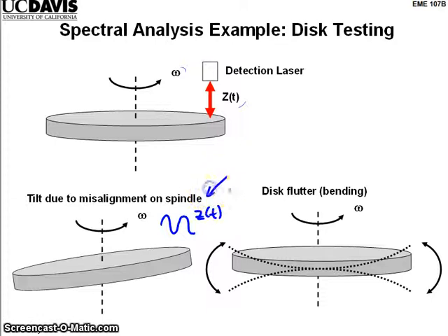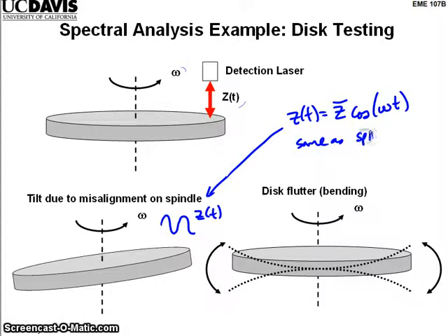So this will have a characteristic frequency. Basically here, z of t is going to look like some amplitude z bar cosine omega t, so the same as the spin speed.